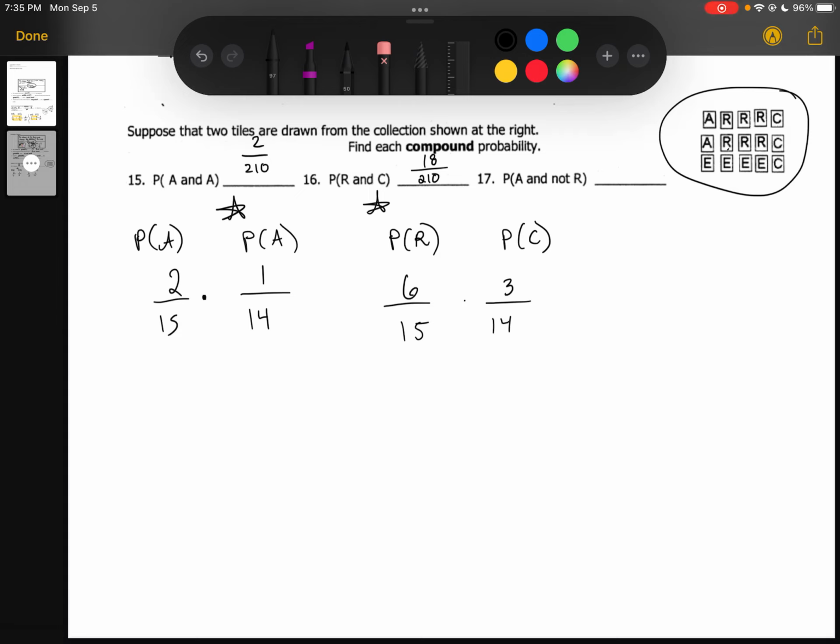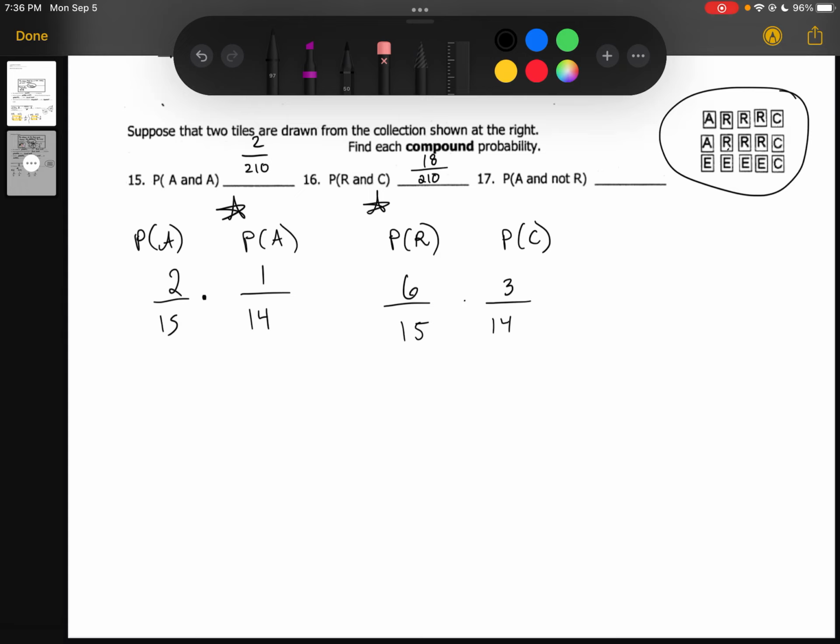Okay. So that's the idea for today. The big thing is taking a look at, after we draw that first one, specifically, what did we draw? So if we drew an A, that means that one of the A's is gone now. If we drew an R, one of the R's is gone now. Secondly, taking a look at our decrease to our hole. So we've taken one of the holes away, so that makes our bottom go down.